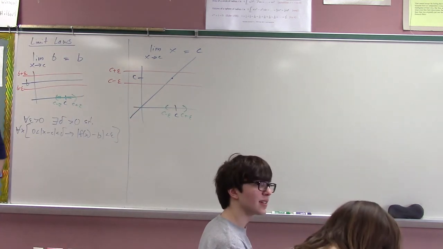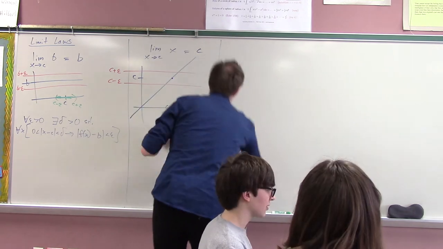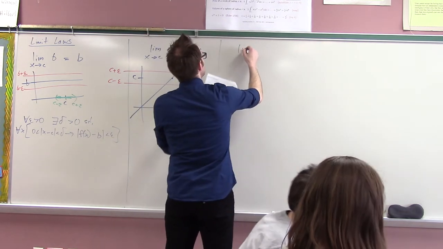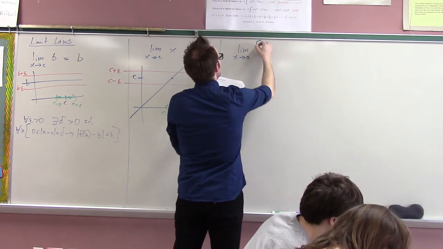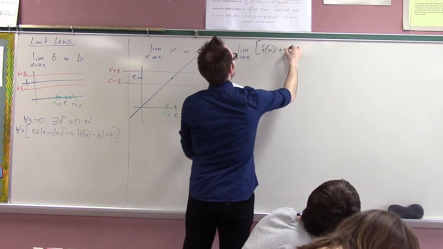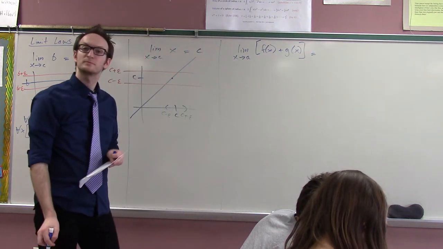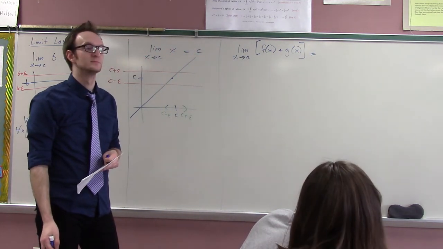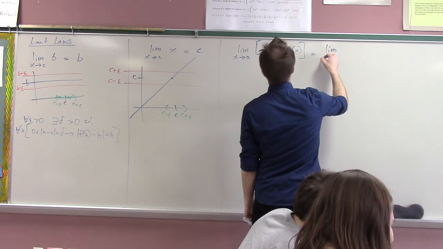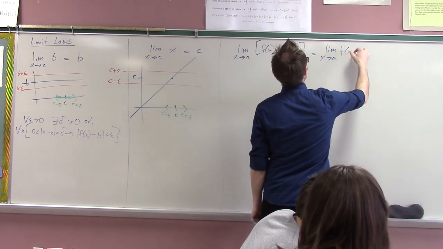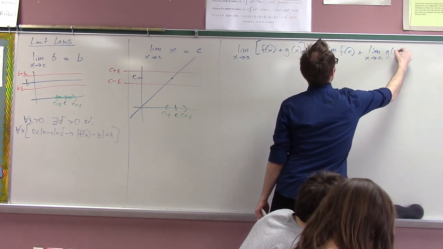Okay, so those are some basic things. Here's another thing which sounds really reasonable. It is the limit as x approaches a of the sum of two functions. What do you think this is? The limit sum. Yeah, that's true, that is absolutely correct. The limit of the sum of two functions is just the sum of the limits.